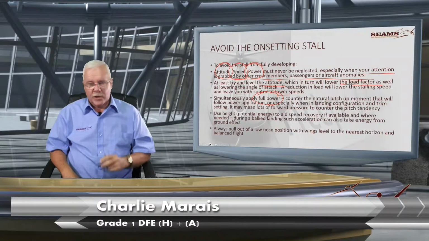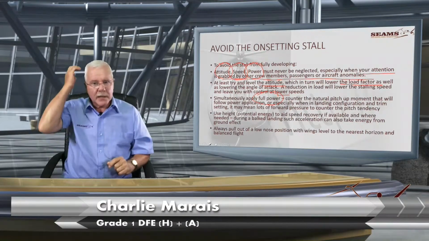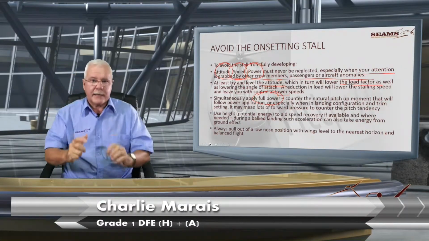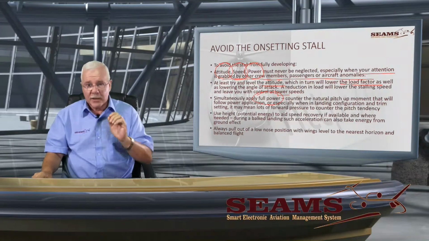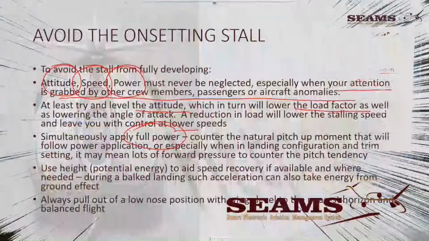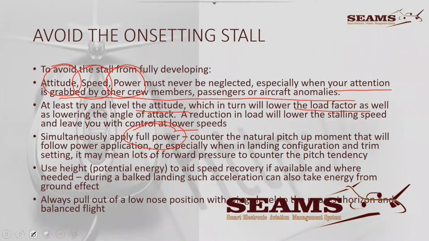Remember, there's always a yes, but, and an if, and. As a rule, if the aircraft starts stalling, unload the aircraft and get the acceleration going. Use the potential energy that's needed. Use the throttle as required. Use height. That's your potential energy because you need that acceleration. Always pull out from a low nose position with wings level to the nearest horizon.